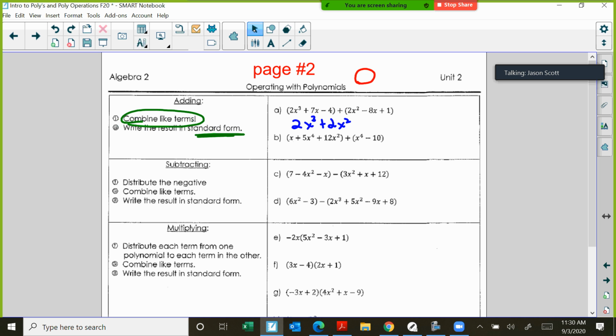So you move on to your first degree terms. Here's a 7x, here's a negative 8x. So you do have two terms that are both x to the first power, so we can add those together or combine them. And so that's going to give us negative x. And then finally we have negative 4 and a positive 1 that will combine to give us negative 3.